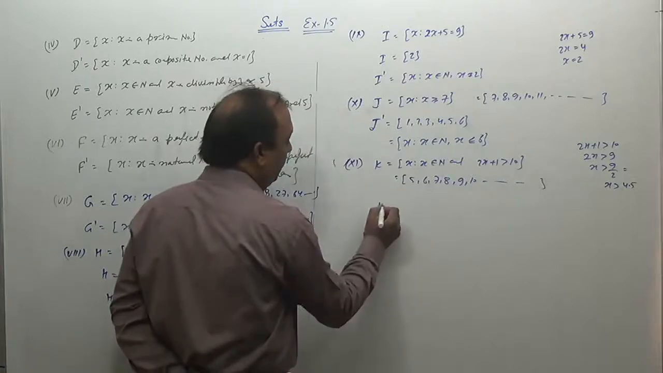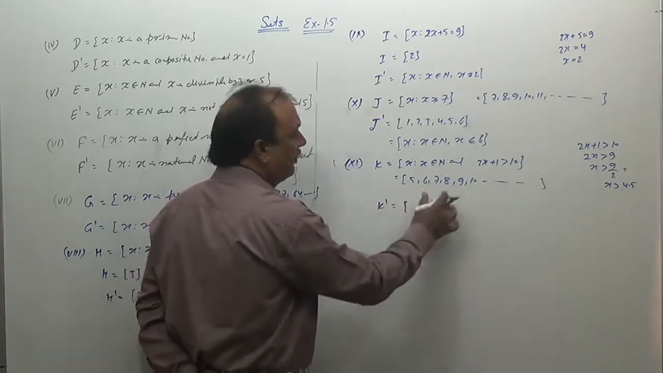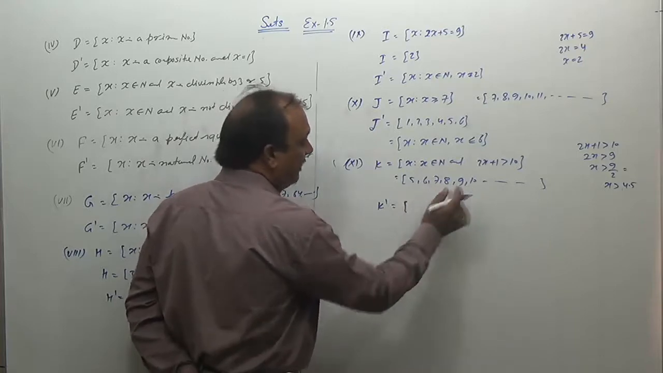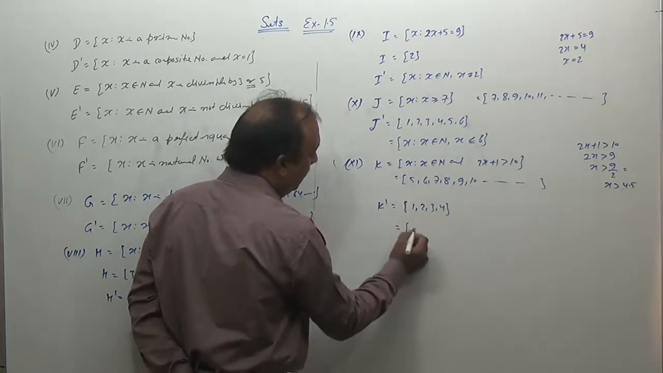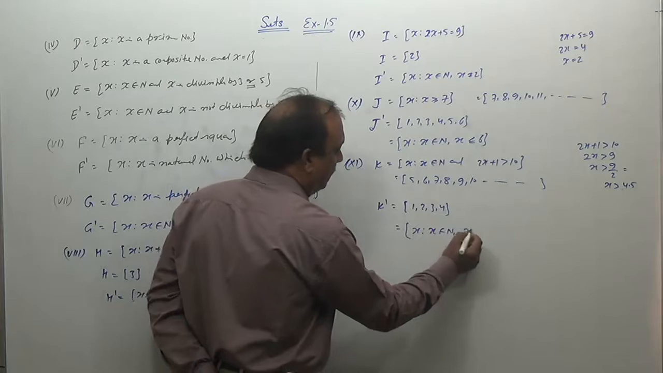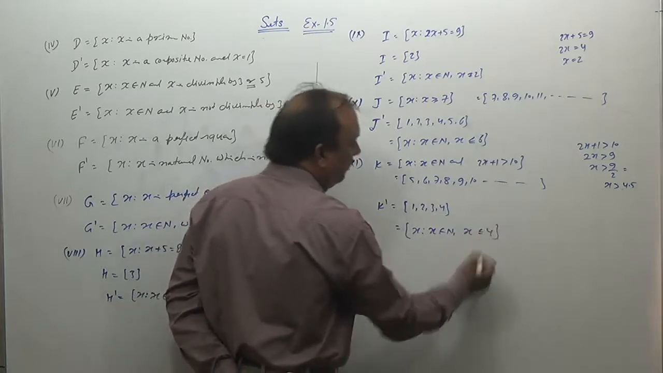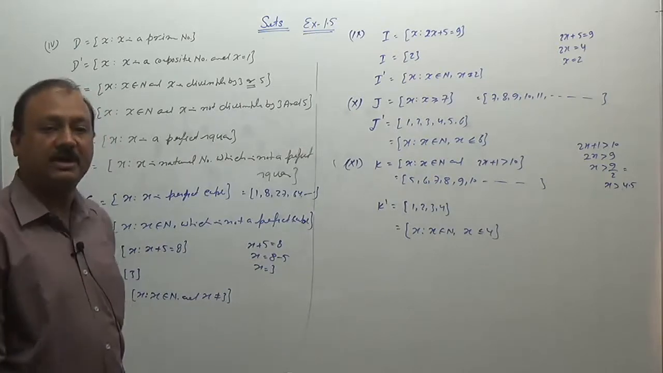So we want to find out its conjugate. So its conjugate is the set of natural numbers except these natural numbers, that is 1, 2, 3 and 4. We can also write it as x such that x is a natural number and x is less than or equal to 4. So this one is the conjugate of the given set K.